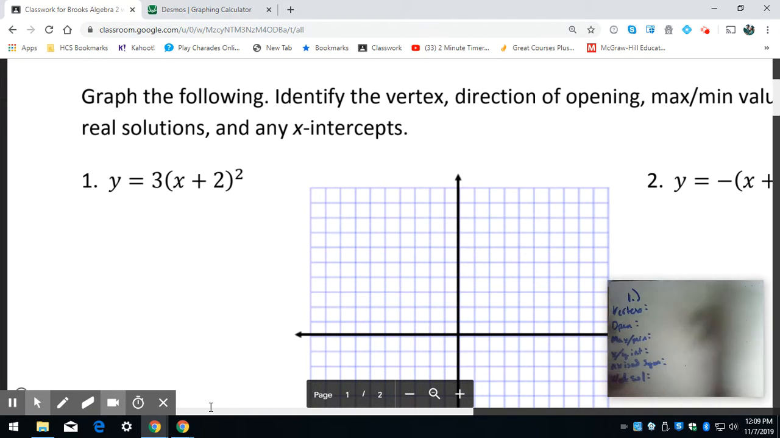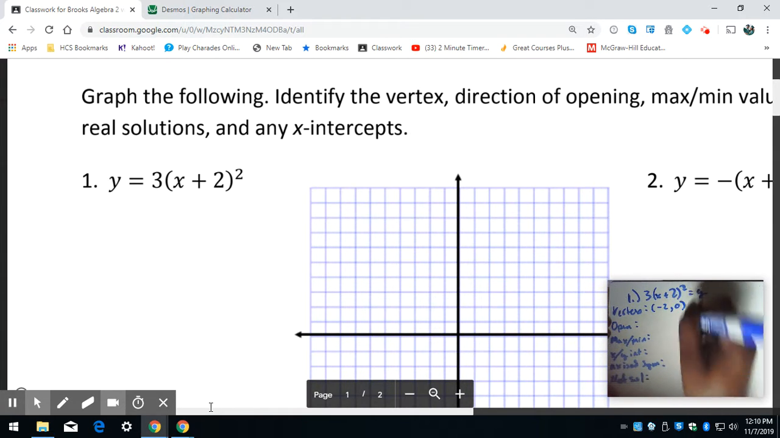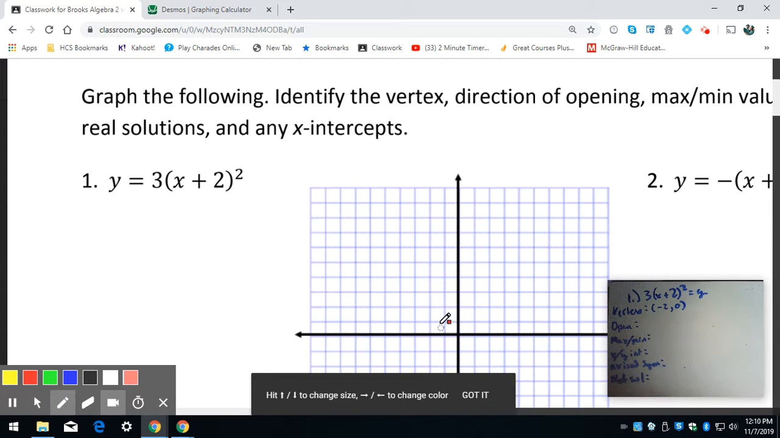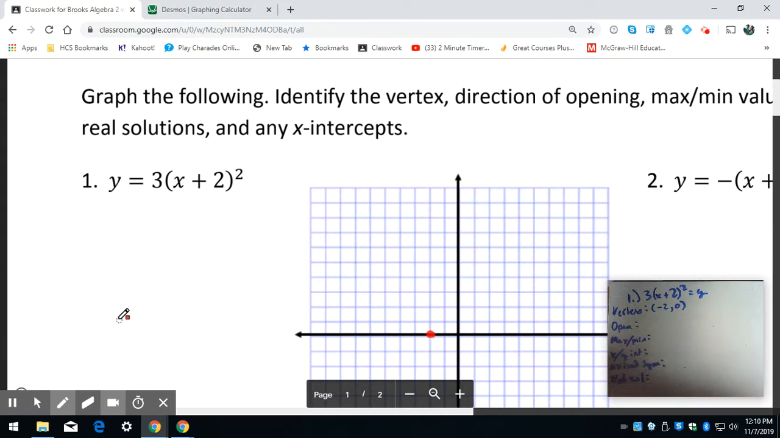All right, vertex. So problem one, we got 3 times (x plus 2) squared, and y equals, y whatever. And so the vertex is going to be -2, 0. I think everybody's cool with that. I'm going to go ahead and graph that point. So -2, 0. So it's right there. Okay. Then, is it going to open up or down? Well, since we can see that it's positive, it's going to open up.